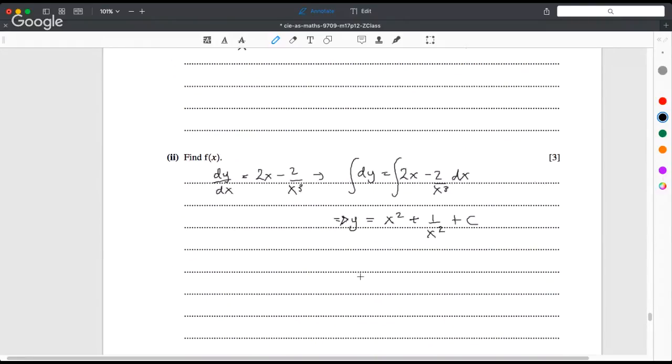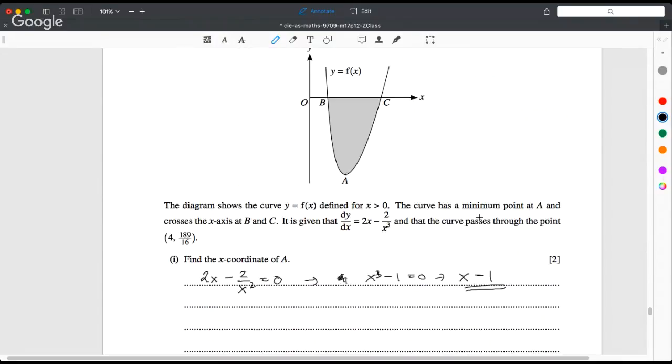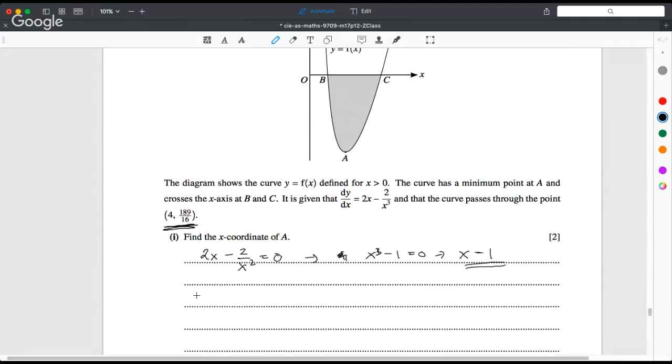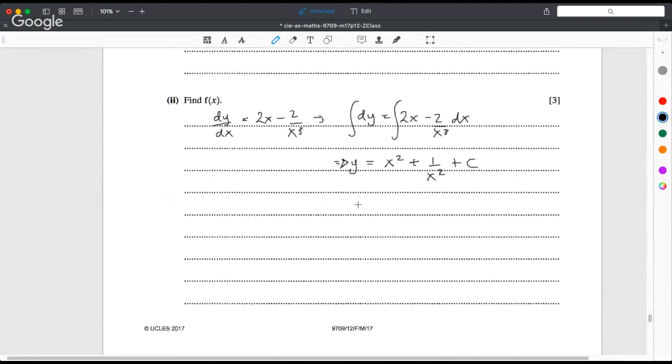And now we need a point on the curve in order to get this constant. Well, if we look at the curve, we're told in the question that there is this point with y value 189 over 16, so you can just plug that in. So plug in for 189 over 16, and that solves for c, and that'll give you the full equation. Y is equal to x squared plus 1 over x squared minus 17 over 4.